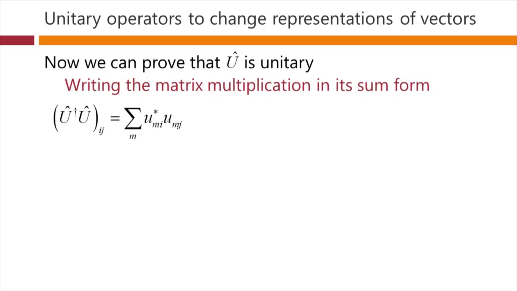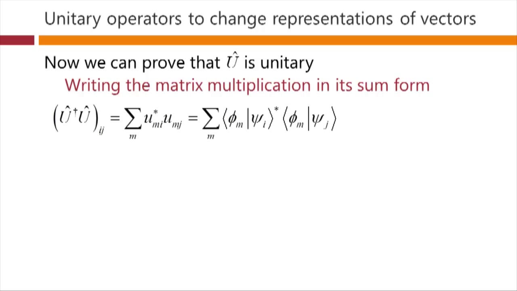This is the imth element of u dagger, but the imth element of u dagger is the complex conjugate of the mith element of u. That's why this is this element. Of course, we can work each of these out. We know that umj was just phi m psi j, and umi was just phi m psi i, so umi star is just the complex conjugate of this number.